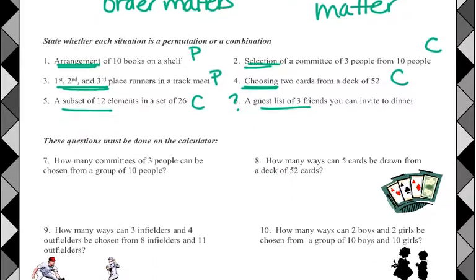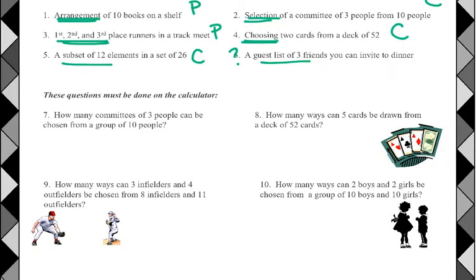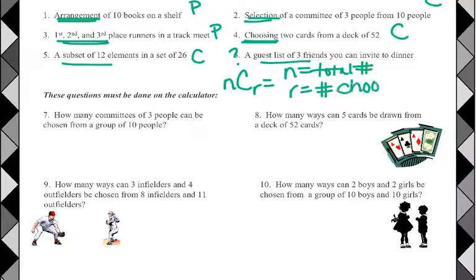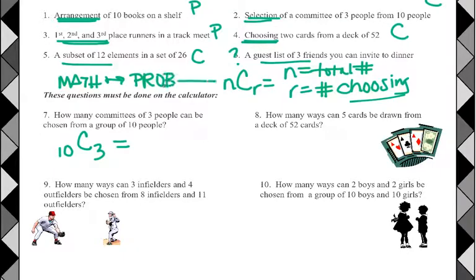order versus no order. Everything here is going to be done on the calculator using this formula, nCr. So nCr, again, n is the total number, and then r is the number you're choosing. The total number is always the big number, right? So 10 people, and I'm choosing 3 to make a committee. You can type this into your calculator under Math Prob, and then you'll see the nCr. And this is going to turn out to be 120.